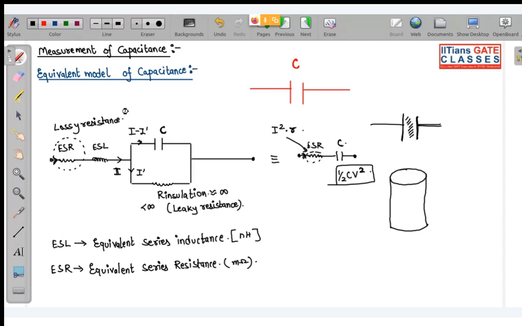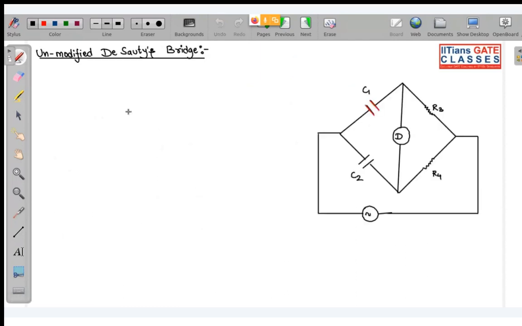Okay, chalo. So next, first is the unmodified De Sauty bridge, the simplest bridge. Here you can see this C1 is unknown. I should have actually told you this earlier, but we can discuss it now. Over here, I have approximated ESR, the equivalent series resistance, as 0 ohm, and R insulation as infinite. In the unmodified De Sauty bridge, this C1 is your unknown capacitance value.